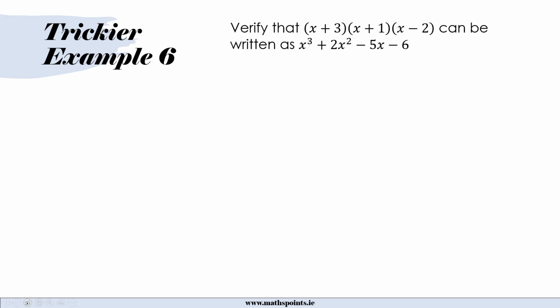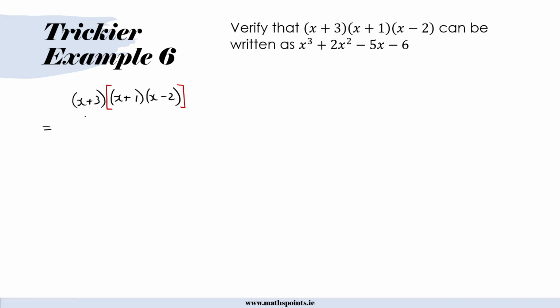Okay, example 6 is an example where we are multiplying 3 brackets together. So x plus 3 times x plus 1 times x minus 2. So not something we would have seen a lot at Junior Cert level. How we would do this is we would take 2 of the brackets at a time. So what we'll do is section off with a bigger bracket the x plus 1 and the x minus 2. And I'm going to do everything inside that bigger red bracket first.